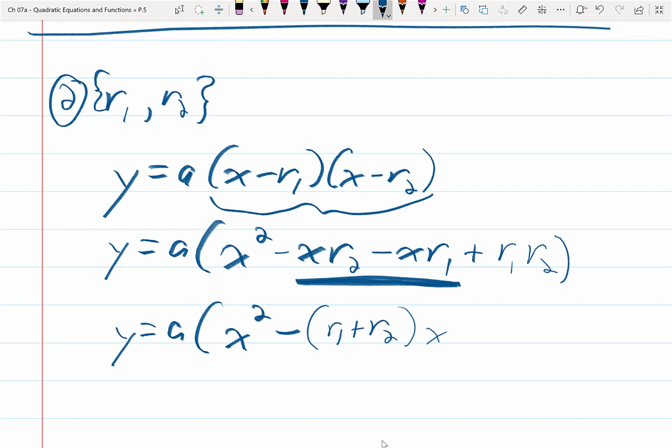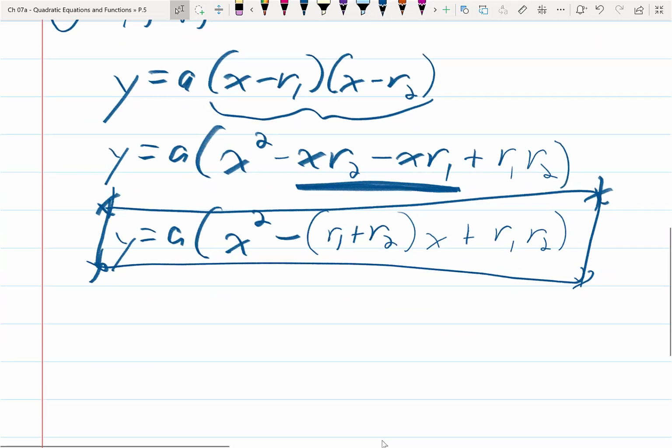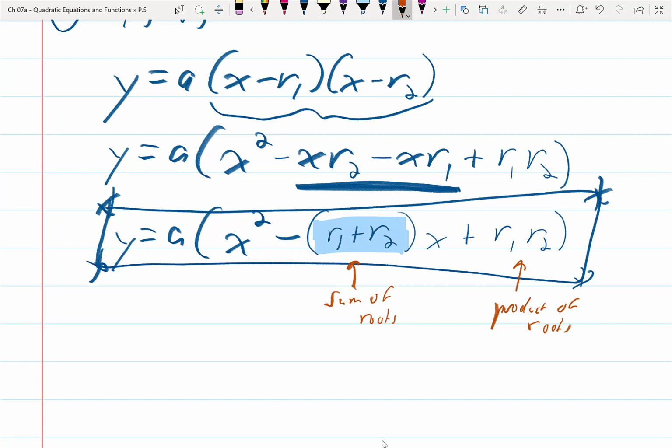This is just factoring it out. You guys know when you add two negative numbers, you add them and you make it negative, right? That's what you're actually doing with those. And this is kind of the key thing I want you to really know for today. Because this part right here represents the sum of the roots. And this part right here represents the product of the roots.